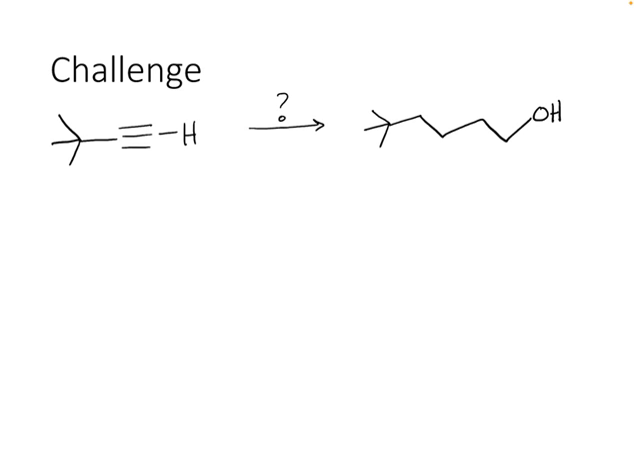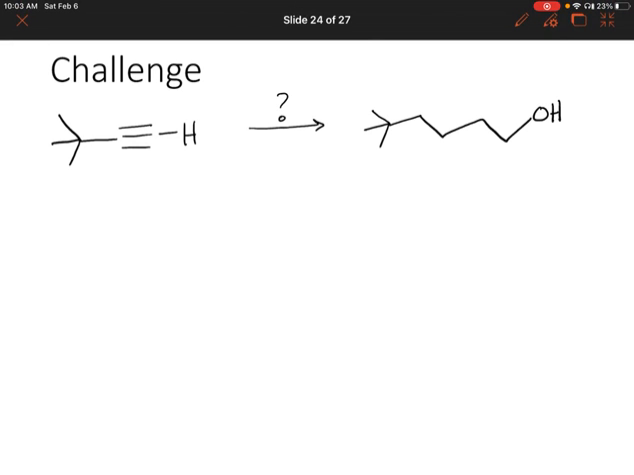Okay, so probably the first thing I'm noticing here is the difference in the number of carbons between my starting material and my product. If I count the carbons, I have 1, 2, 3, 4 carbons in my starting material, but I have 1, 2, 3, 4, 5, 6 carbons in my product. So at some point I'm going to add more carbons onto this structure.